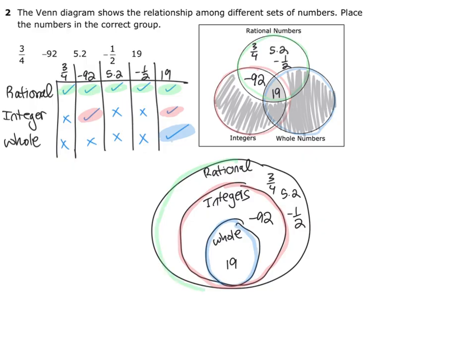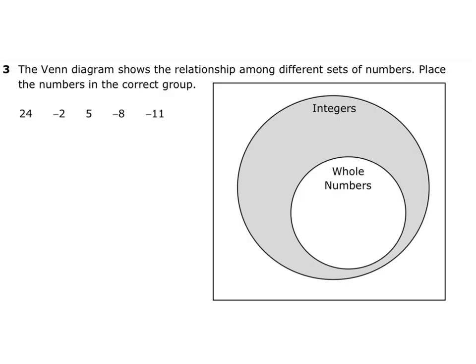And then my rational numbers, I'm going to have my green circle here. So negative 92 and 19 are inside the green circle. And then 3/4, 5.2, and negative 1/2 are also in that circle. Although those last three numbers are only in that circle because they're not integers or whole numbers. So these two diagrams show the same thing. They're just two different ways of representing it. Sometimes an Euler diagram is a little bit more efficient.